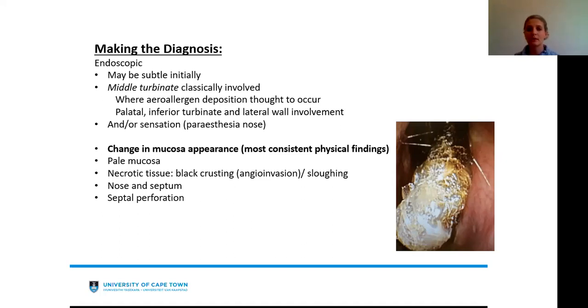So when you see the mucosa, one of the most consistent physical findings is that change in mucosal appearance. You can have either pale mucosa, necrotic tissue with black crusting, that's when you have that angioinvasion, or sloughing. This can involve the nose and the septum, and you might even have a septal perforation.